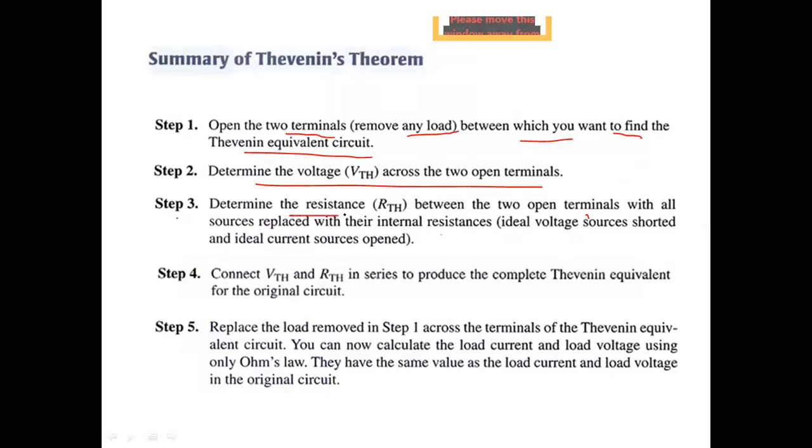Third step is determine the resistance RTH between the two open terminals with all sources replaced with their internal resistance. Ideal voltage source shorted and ideal current source open, because when the ideal voltage sources are shorted, then internal resistance is 0. Already we had seen this thing. Connect VTH and RTH in series, as we have seen in the previous circuit diagram.